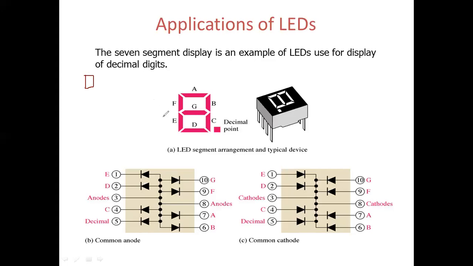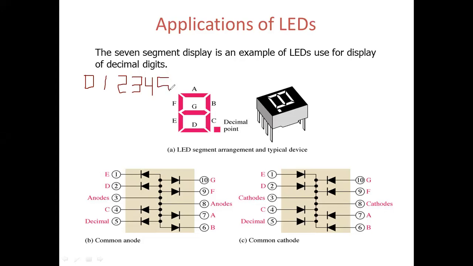For the 1, only B and C will conduct. Only B and C conduct. Then it will look like 1. 2 is like this. 3 is like this. 4 is like this. Like 5. How is it operating? 7 segments.